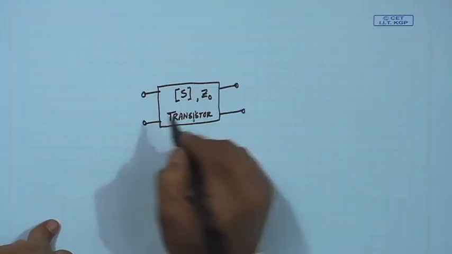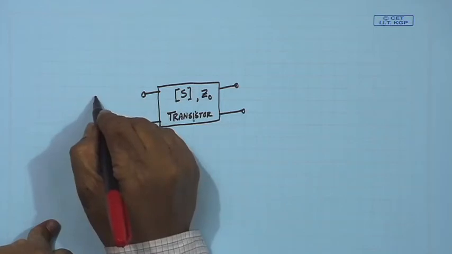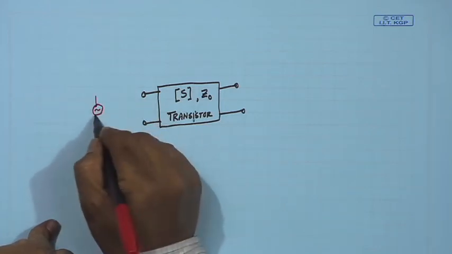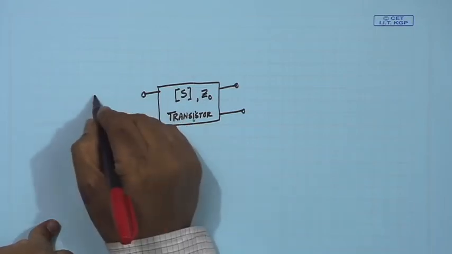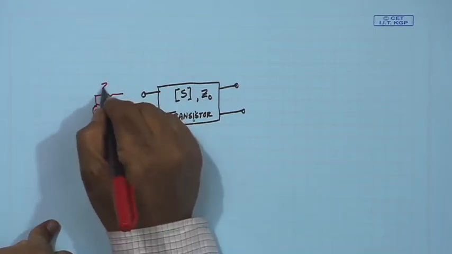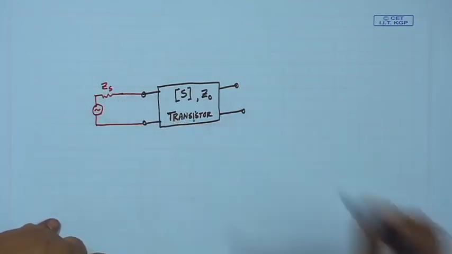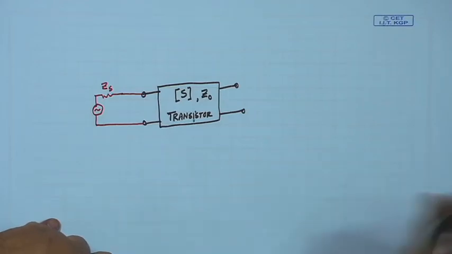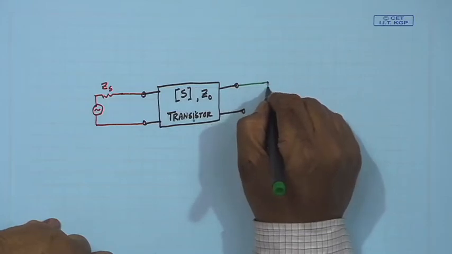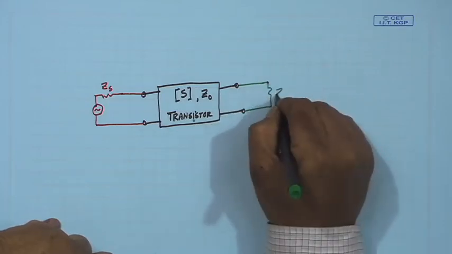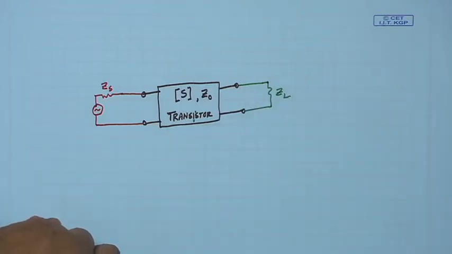Now, obviously, this will be connected to a source and a load. So, let us put an AC source here, and that source will typically have a source resistance. Similarly, we will connect this side to a load of load impedance ZL.